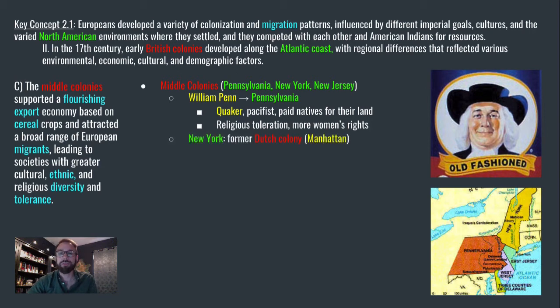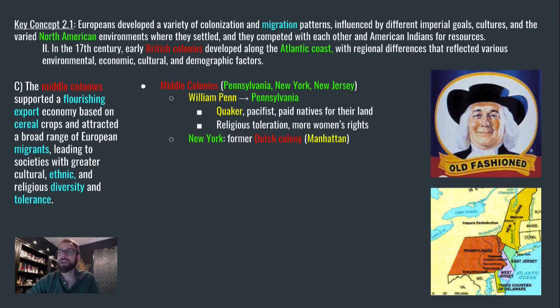Right. The other major middle colony was New York. So this used to be a Dutch colony that was started with Manhattan by Peter Minuit years and years ago, where he supposedly bought Manhattan for $20. It's a complete myth. I can talk about it in class if you want.